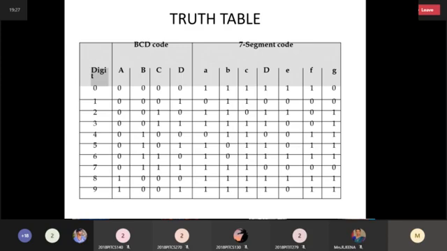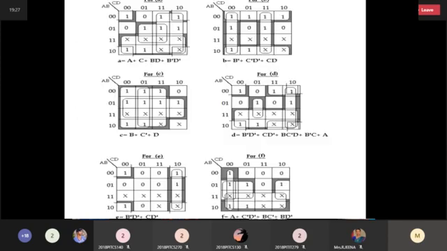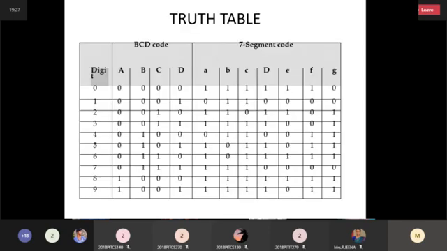0, 1. Sorry, 0, 1, 0, 1 is 1. 0, 1, 0, 1 is 1. Okay. By this way, you have to fill the K-map. All the A, B, C, D variables: you first consider A, next B, then C, D, E, F, and G.